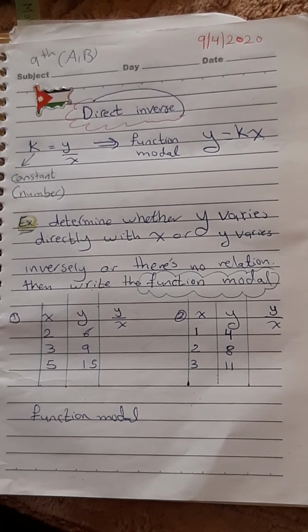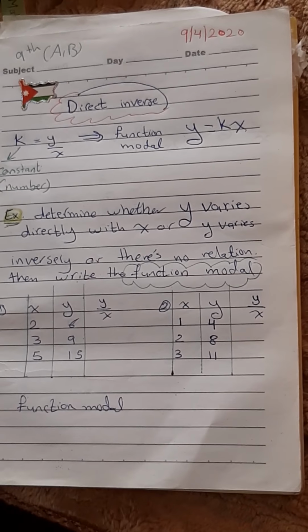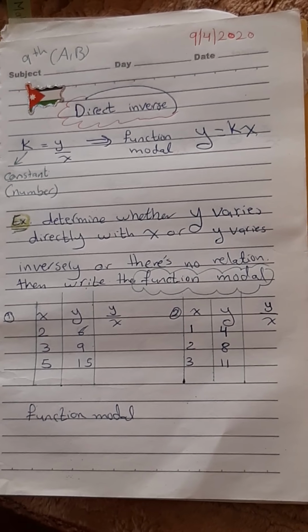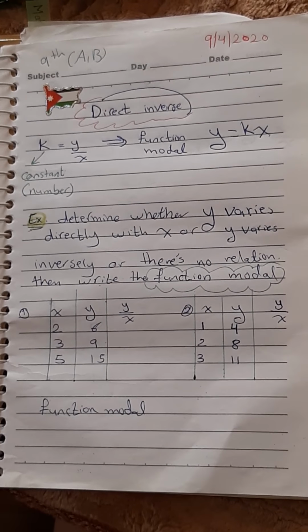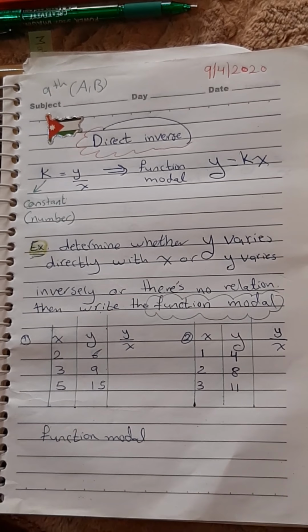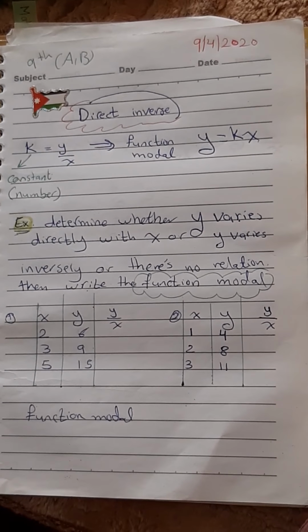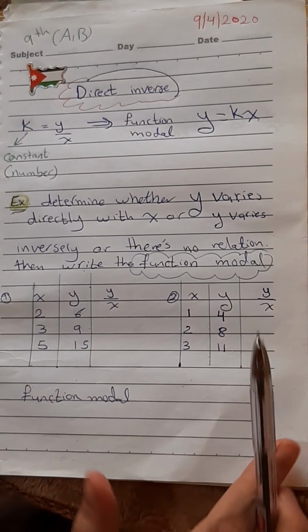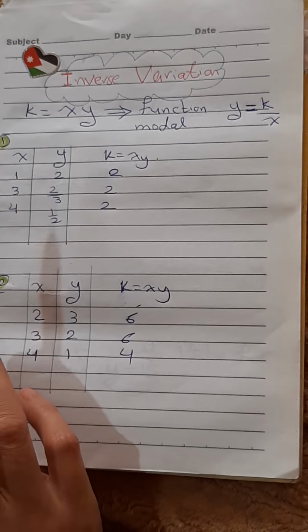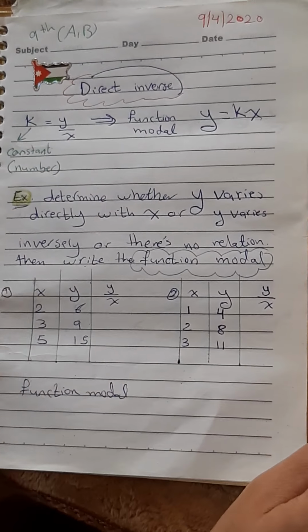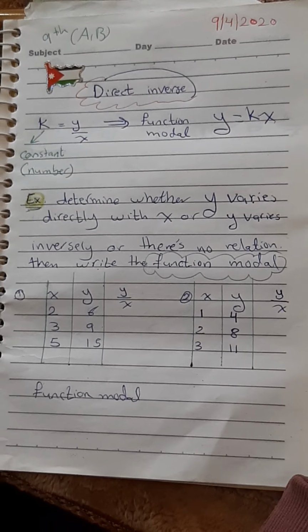Today we'll take something new. Our subject is usually used in physics. There are two titles in this lesson: direct variation and inverse variation. Two different titles. Let's talk about direct variation.